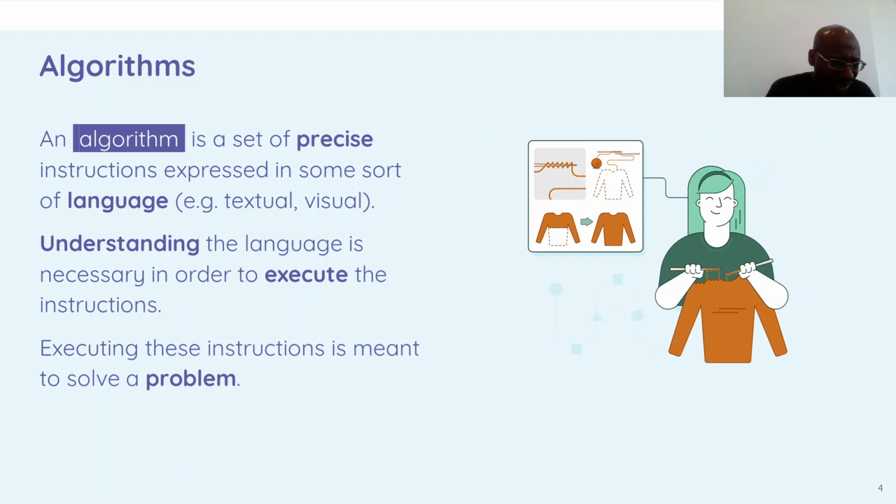Executing these instructions is meant to solve a problem. As you can see, there's a picture here on the right hand side, top, and the top has to go over the person to wear. And this is what they're hoping, that the person is going to put on the top correctly.